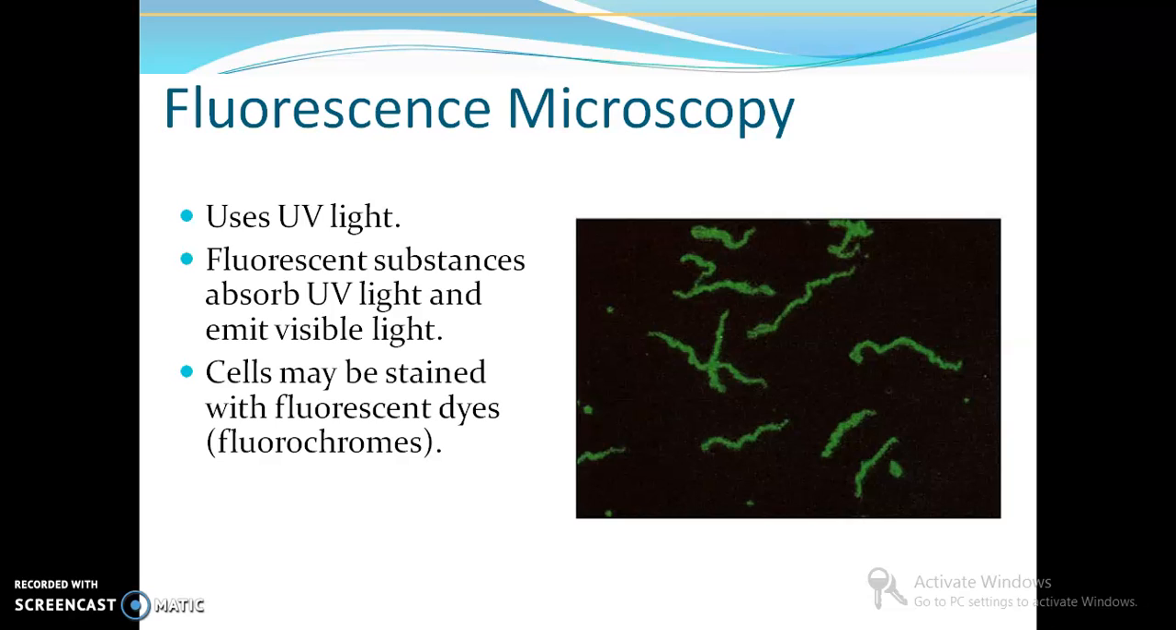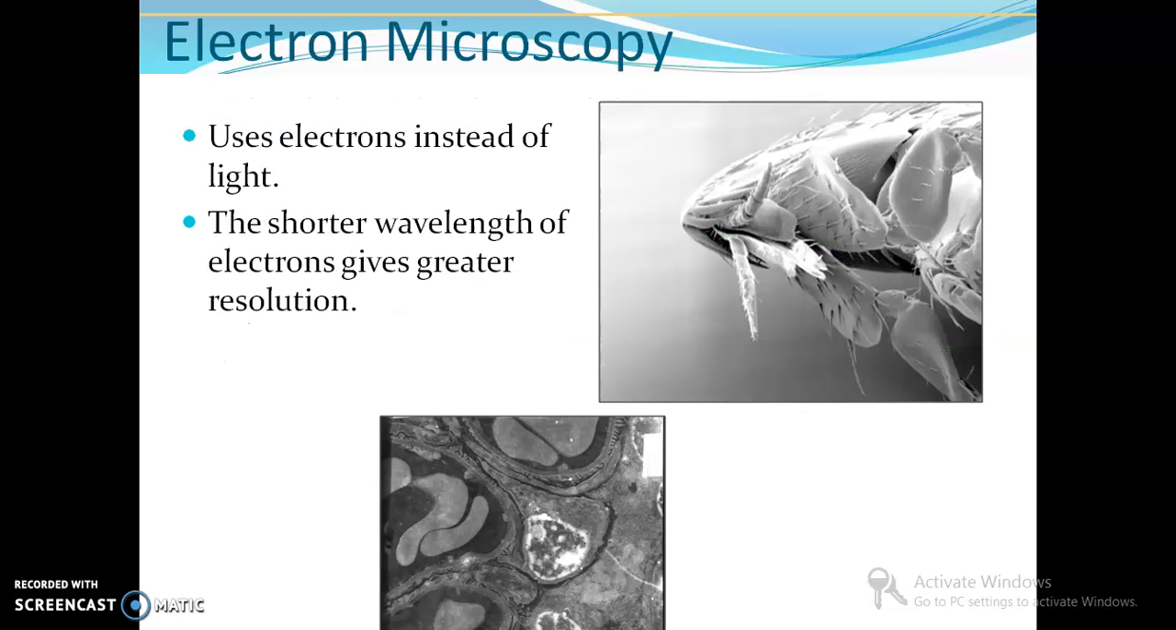Fluorescence microscopy uses fluorescent dyes that emit fluorescence when illuminated with ultraviolet light. In some cases, specimens possess naturally fluorescent chemicals and they do not need any kind of dye to observe them. So this is fluorescence microscopy.